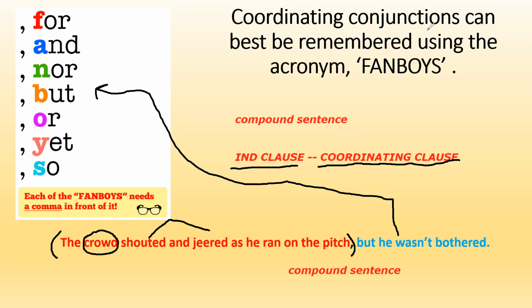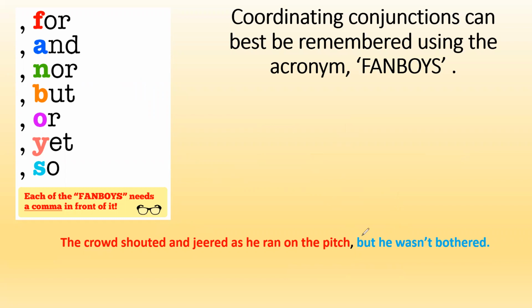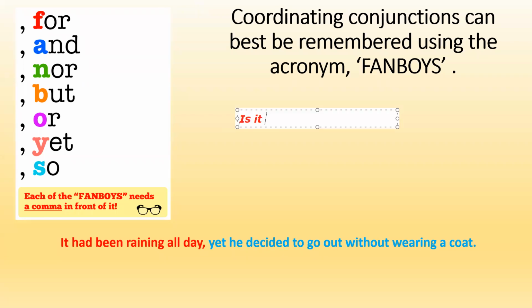Now, one thing I haven't mentioned is when we use a coordinating conjunction like but or for and nor or yet and so, if we use any of those conjunctions, we must put a comma before it. Okay, so like you can see in this example below, there is a comma before the conjunction. Okay, now let's look at another sentence. It had been raining all day, yet he decided to go out without wearing a coat. So I'm going to leave this on the screen. Maybe you can pause the video and maybe you can try to explain to yourself or to someone close to you, what kind of sentence is it? Is it a compound sentence?